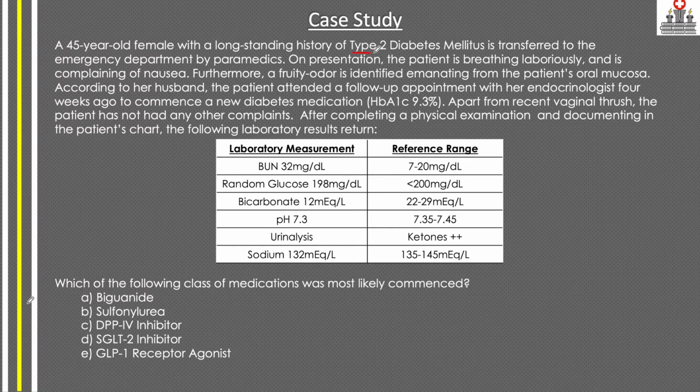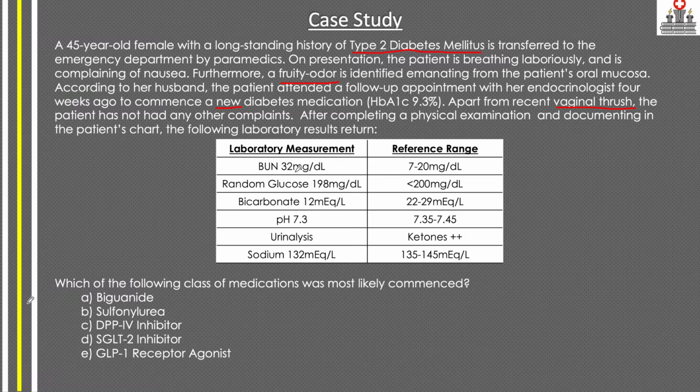If we start with, it's a patient with type 2 diabetes mellitus. She's presenting with deep breathing, so there's a fruity odor, and she was recently started on a new diabetes medication. She's also been complaining of vaginal thrush quite recently. So keep that in mind, and let's also look at the bloods.